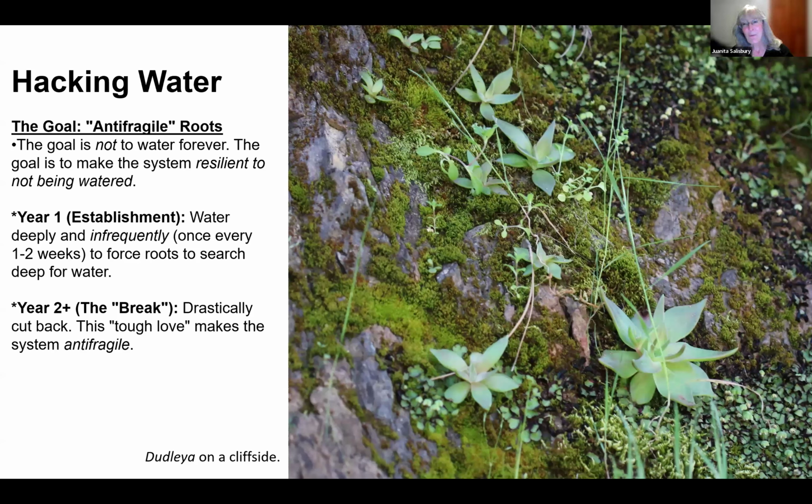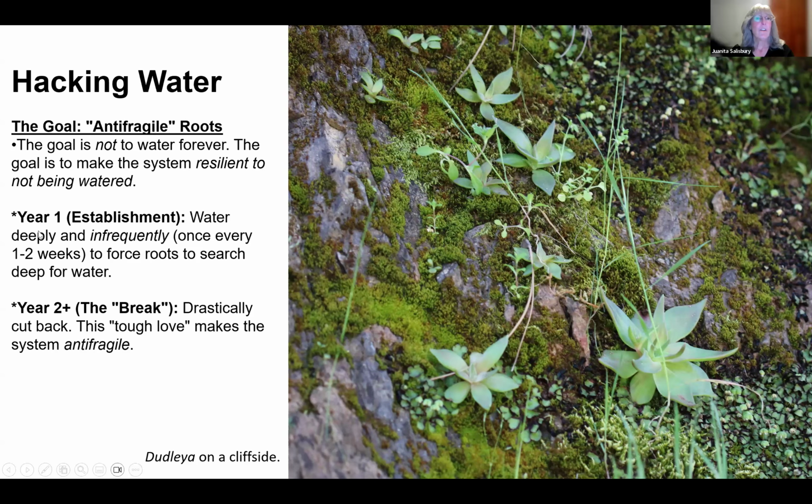So let's talk about hacking water. Our goal with water is to have those anti-fragile roots. The goal is not to water forever. The goal is to make the system resilient to not being watered. The first year, you're going to establish your plants and plant during the winter and early spring when we're getting rain. That's about 98% of the battle in terms of establishing a native plant garden.